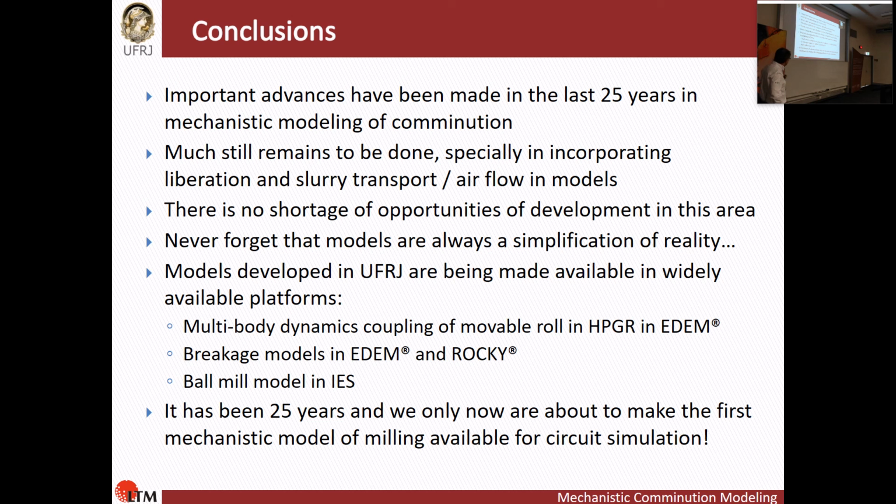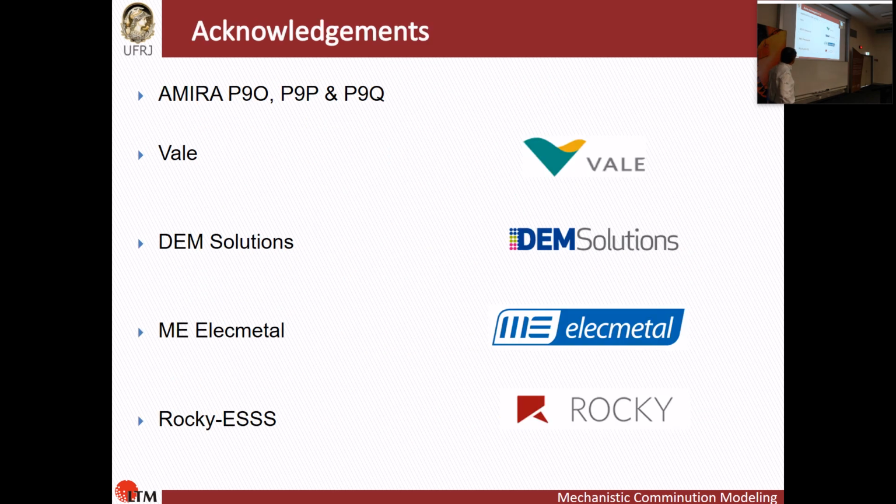So I think after 25 years, we might be at a moment where we are finally able to get the first mechanistic model of a mill available for circuit simulation. Because Malcolm is quite right when he says that a model is quite fine, but unless you have it talking to the rest of the circuit, you don't harness as much value from it. So that's what we expect. It's not a small task, but it's a great challenge that we are looking forward to meeting.